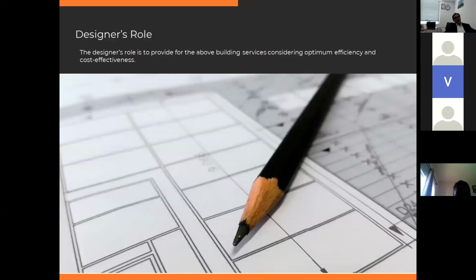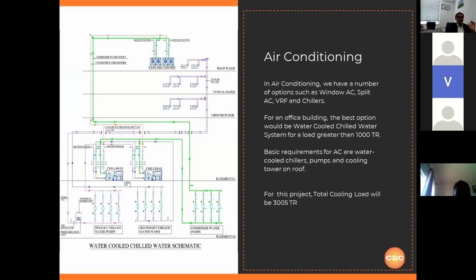Once we get the basic information on what exactly the building is, how it is used, how the occupants are, what the model is, then we'll start working on the details. Now, from here, we'll start talking about specific services. Air conditioning. In air conditioning, we can see from window AC, split AC, there is something called package unit, there is new technology of VRF and chillers.